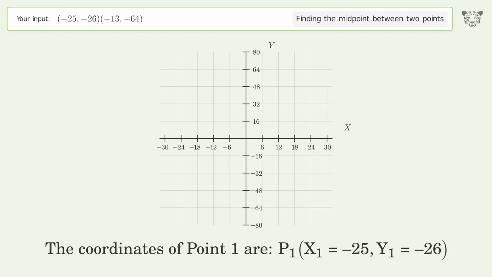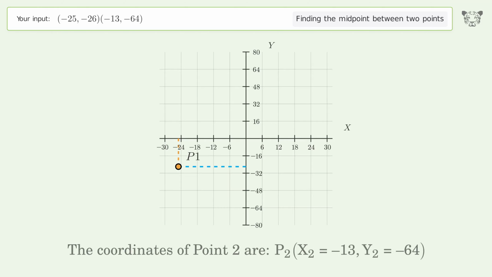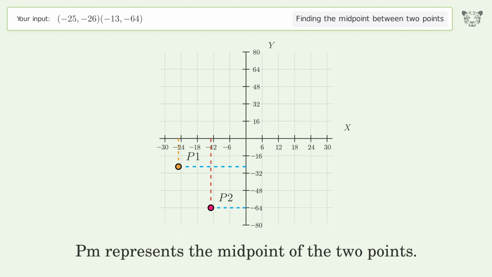The coordinates of point 1 are, x1 equals -25, y1 equals -26. The coordinates of point 2 are, x2 equals -13, y2 equals -64. PM represents the midpoint of the 2 points.